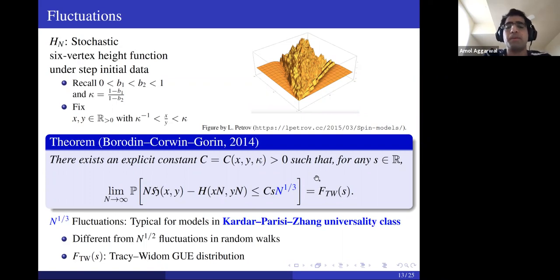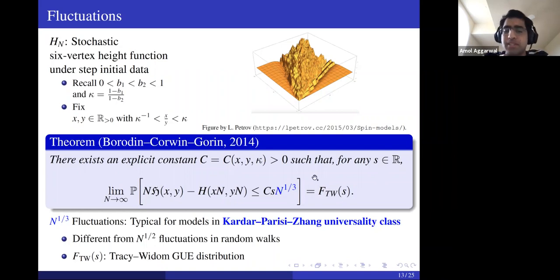So let me just make a few points here. The first question you might ask about the fluctuations is how big are they? This is telling you that the fluctuations are of order n to the 1/3. This is typical for models in the so-called KPZ, or Kardar-Parisi-Zhang, universality class. It's different from the n to the 1/2 fluctuations that you often see in Brownian motion or random walks. After I've divided out by this n to the 1/3, the statement is that the probability that this is less than some s is tending to this F_TW.